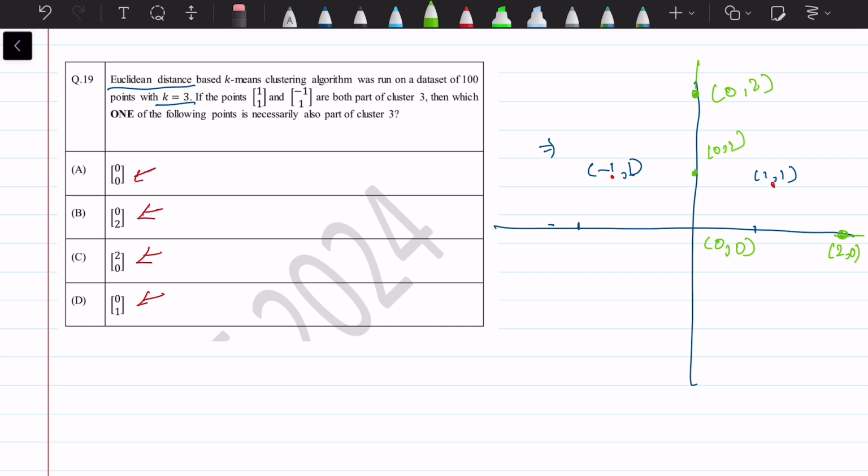So if you see, we can't be sure about this point or these 2 points, but this point (0, 1) lies again in this line. So now it is not possible that these 2 points are part of the same cluster but this point is not. It is just simply not possible. So this point has to necessarily be part of the same cluster. So the correct option will be option D, (0, 1).